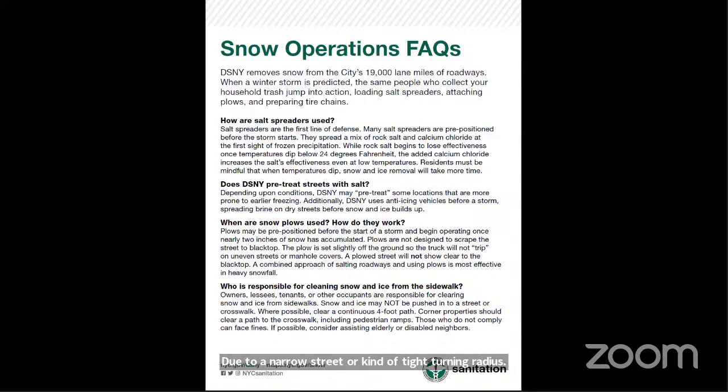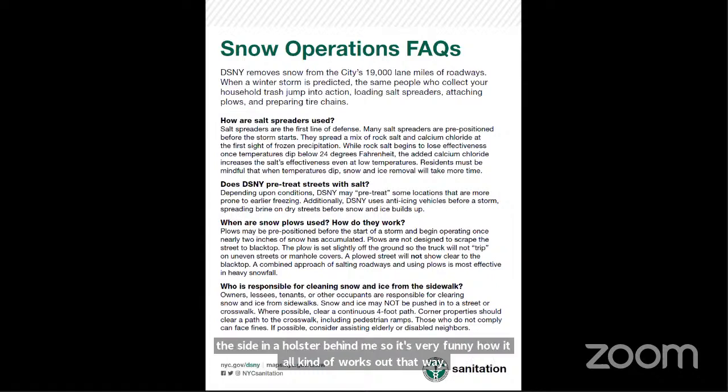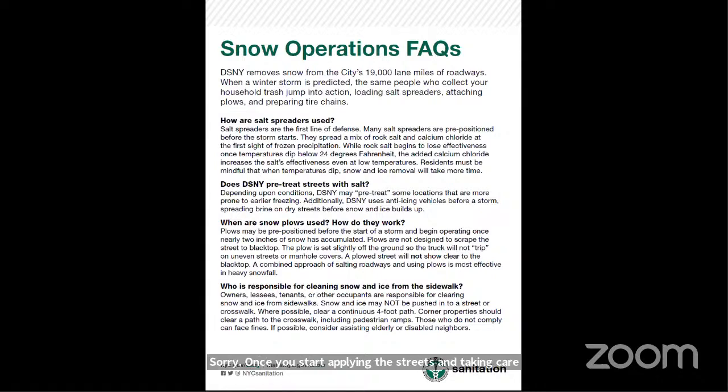And I will say around my house alone, I have a critical in front of my house, a sector on the side, and a holster behind me. So it's very funny how it all works out that way. And then once we start plowing the streets and taking care of that, and the snow has stopped, then we move on to bike lanes, bus stops, and pedestrian areas. We use a lot of our snow laborers to assist with the bus stops and the pedestrian areas, and that's really where the manual labor of actually shoveling out those areas takes place.